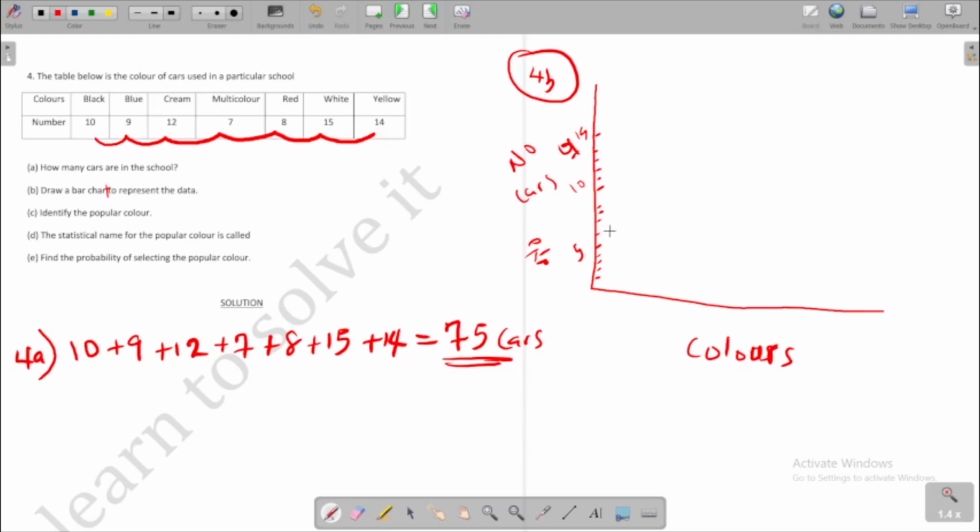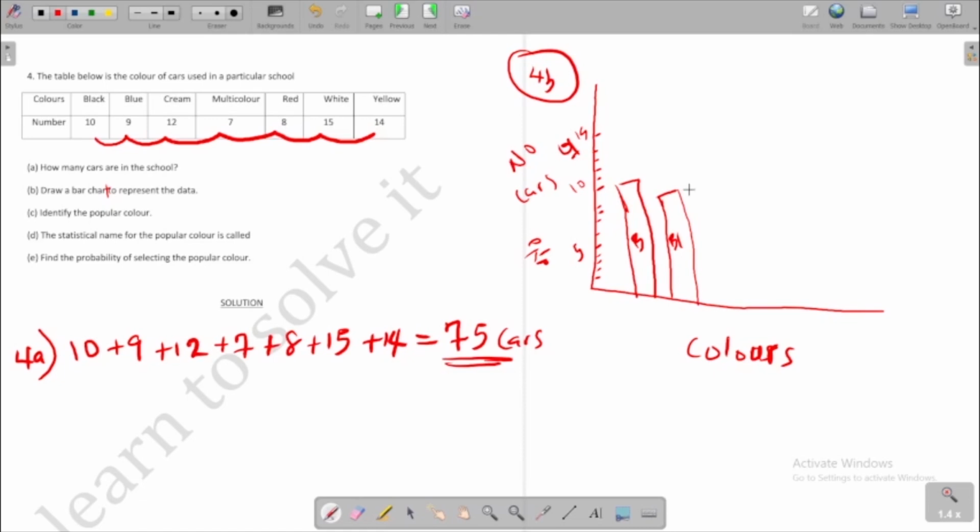Those using black, they are having number 10. This is for black, let me go with B. Put your black there. Those using blue cars, there were 9. We have our 9 here. Blue.